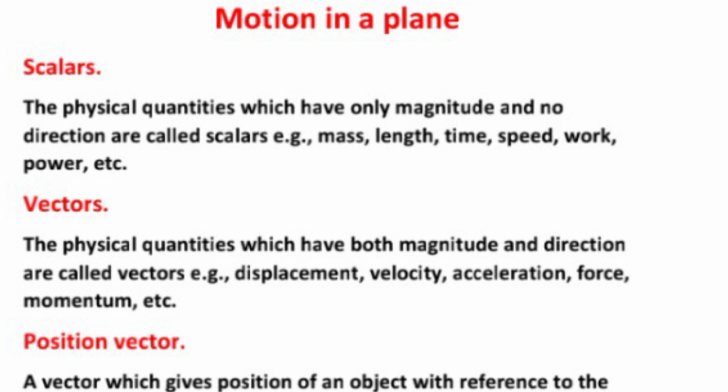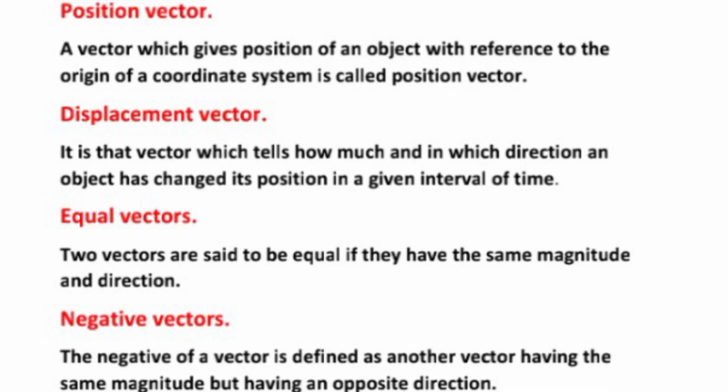Now how many types of vectors are there? First is position vector. What is position vector? A vector which gives position of an object with reference to the origin of a coordinate system is called the position vector. Displacement vector. It is that vector which tells how much and in which direction an object has changed its position in a given interval of time.